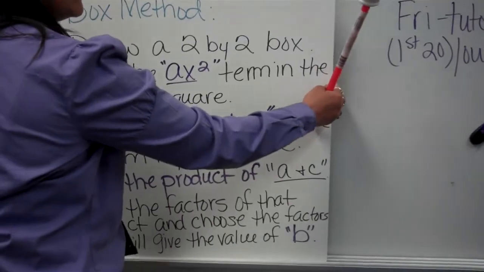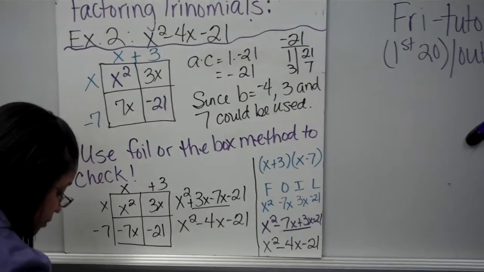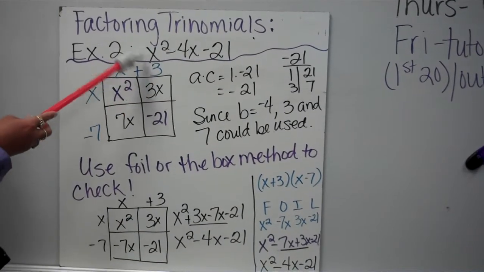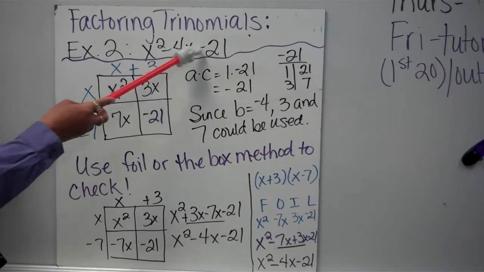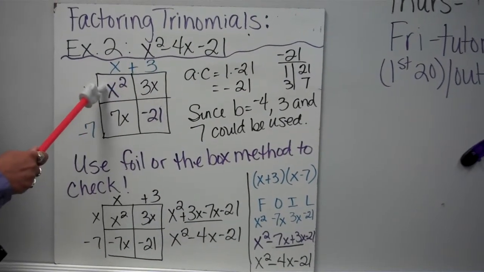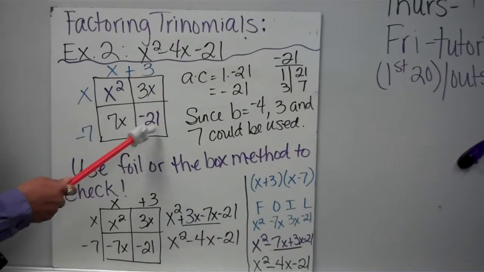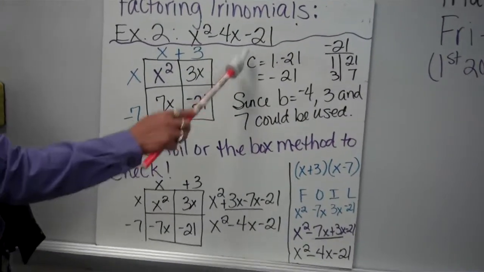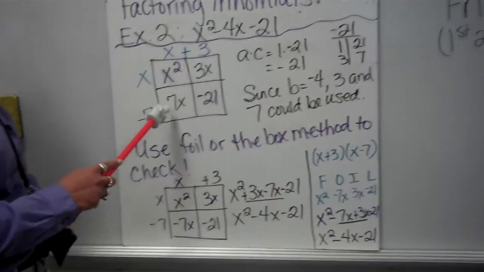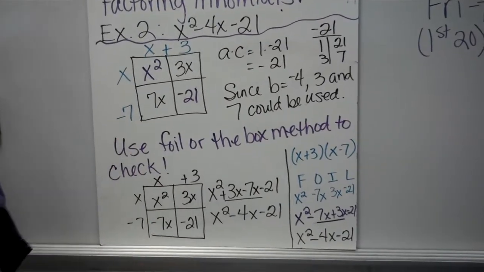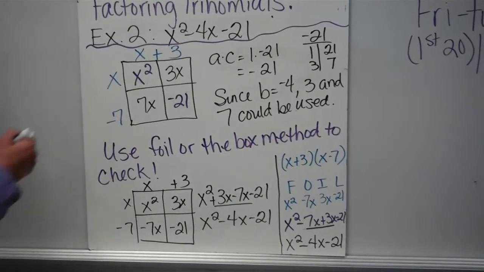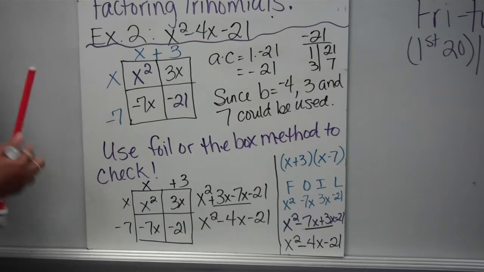Now, this one is going to involve subtracting. The first thing I did was write my quadratic: x squared minus 4x minus 21. And then I put my quadratic term in the top left box and my constant in the bottom right box. This time I have a negative constant, which lets me know that one of these terms is going to be negative. And I forgot to put my negative on this term right here. So one of these terms is going to be negative.